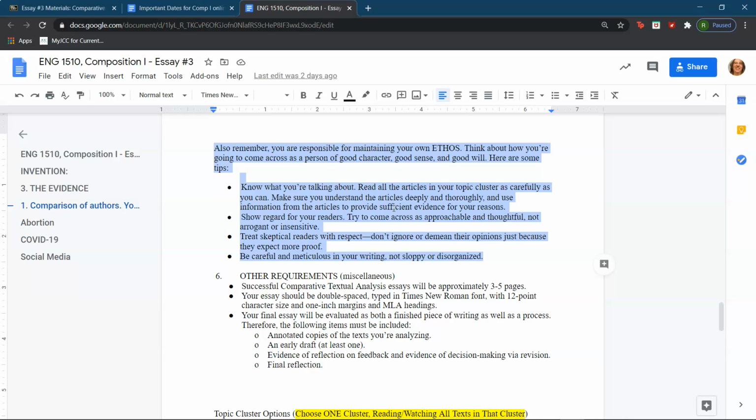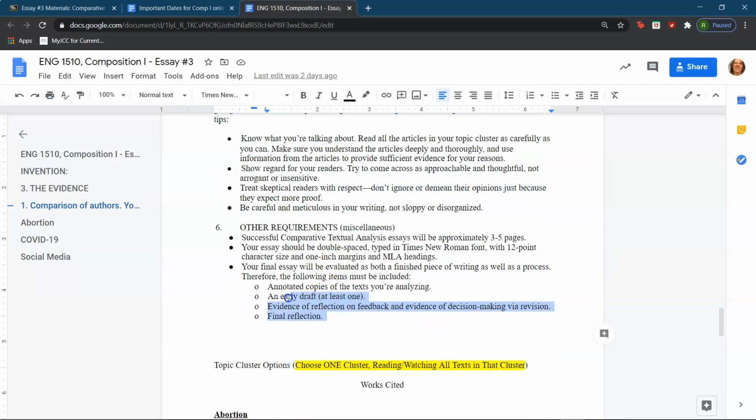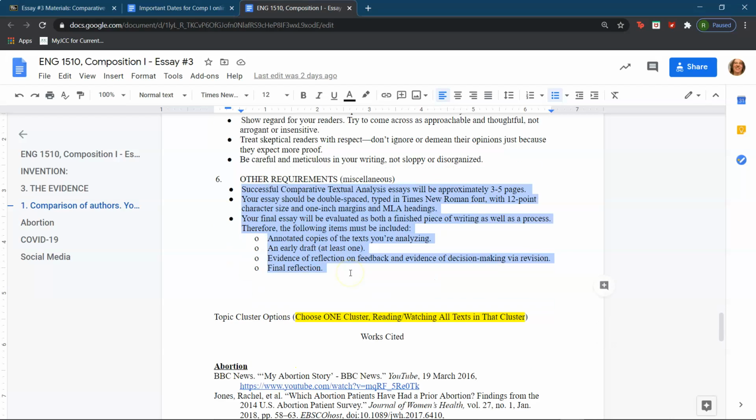And you want to show regard for your readers. You want to try to come across as approachable and thoughtful, not arrogant or insensitive. And you want to treat skeptical readers with respect. And of course, the other requirements. This paper should be 3 to 5 pages double-spaced in length in Times New Roman font with 12-point font, MLA headings, and MLA style.